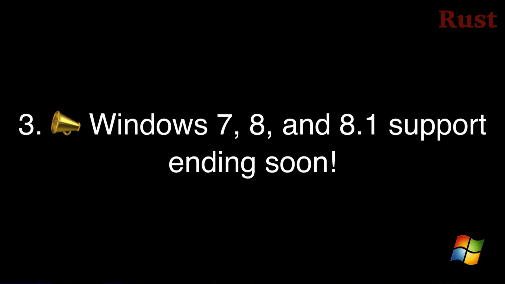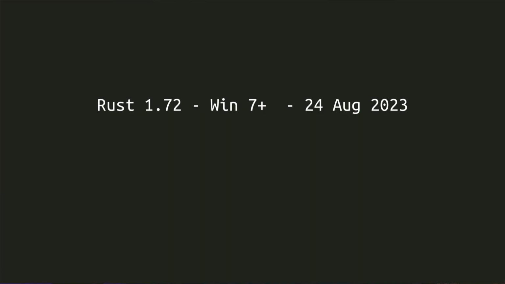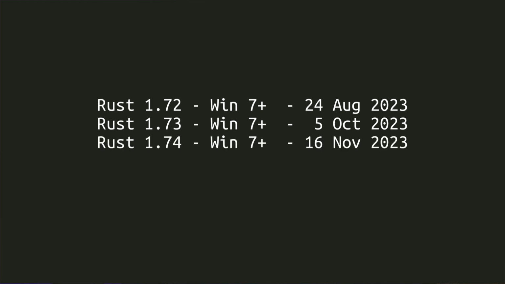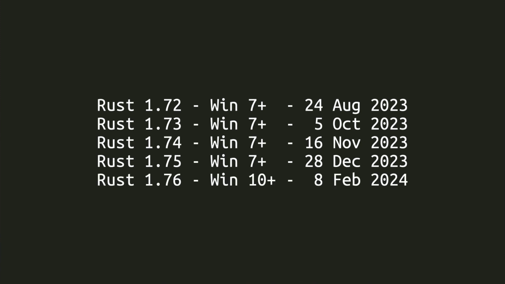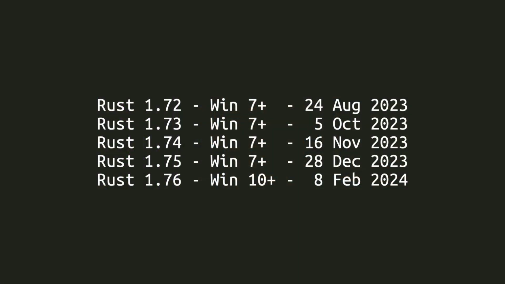Public service announcement. If you compile Rust code on or for Windows 7, 8, or 8.1, support for it is ending soon. Not in this release. This release supports Windows 7 and above, as does Rust 1.73 in October, 1.74 in November, and 1.75 in December. But starting with Rust 1.76 in February of 2024, only Windows 10 and above will be supported as a compilation host or target, unless someone goes and does the work to re-add older Windows support as a Tier 2 platform. That's always possible, but Tier 1 support is going away for sure.